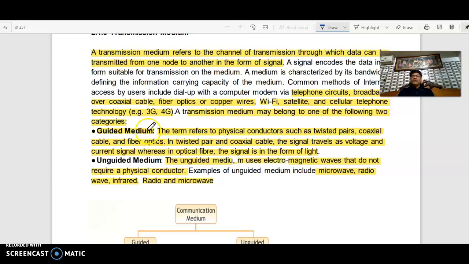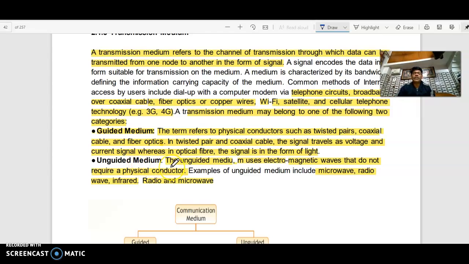Transmission media can be divided into two types, guided medium and unguided medium. Guided medium means the wire system. The term refers to physical conductors such as twisted pair, coaxial cable, and optical fiber. There are three types: twisted pair, coaxial cable, and optical fiber. Optical fiber is the best and most secured transmission medium, and very fast also.